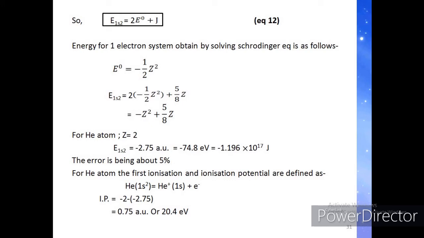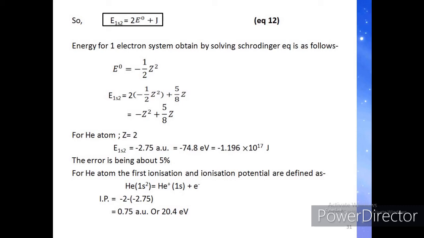Now by putting these values in equation number 12, we will get the energy for our system as minus 2.75 AU, minus 74.8 electron volts, and minus 1.196 into 10 to the power 17 joule. And as you can compare this energy with the energy calculated in the variation principle, you will see the approximate similarity between these two values.